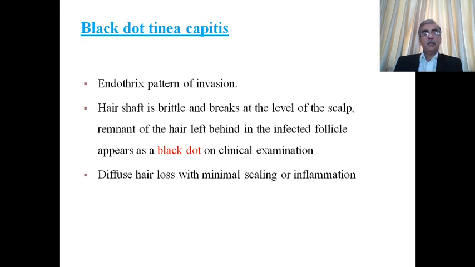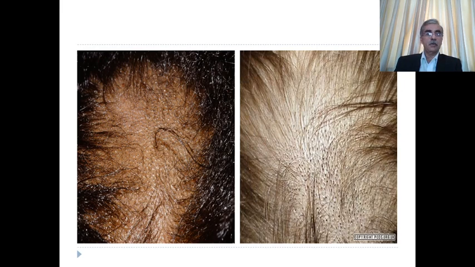Then black dot tinea capitis. Again we know that it is endothrix pattern of invasion. The hair shaft is brittle and breaks at the level of the scalp. The remnant of the hair shaft left behind in the infected follicle appears as a black dot. That's why it is called black dot on clinical examination. Diffuse hair loss with minimal scaling and minimal inflammation is there. So these are small black dots where the hair shaft is broken, and we can see hair loss, again black spots. So it is endothrix type of invasion in tinea capitis.